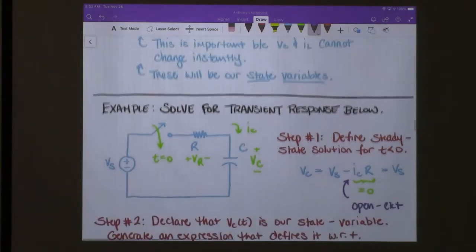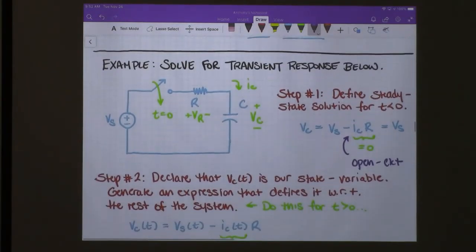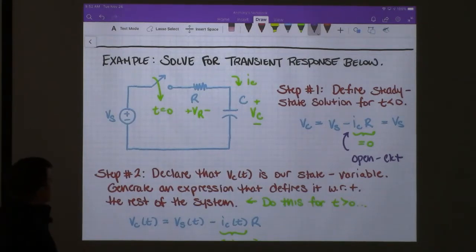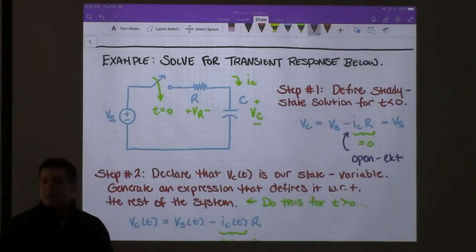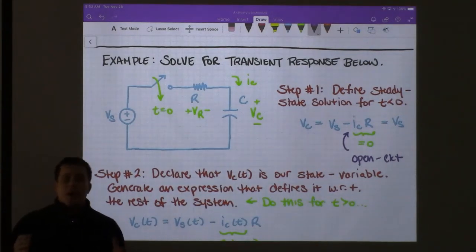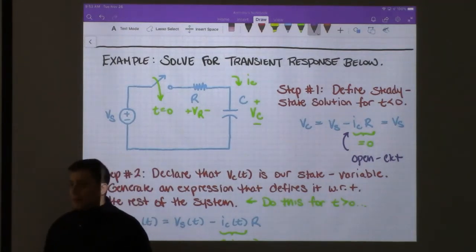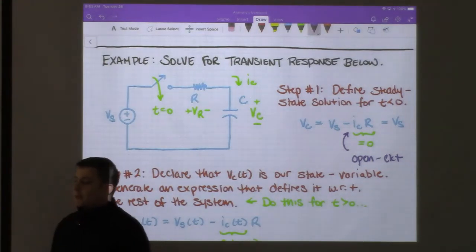Okay, so solving for the transient response of this circuit. We have an RC circuit connected to a DC source, and there's a switch that closes at time equals 0. This is the form of problem that you're going to see in Chapter 7 a lot. We have one or two energy storage elements. You have some sort of a switch that's going to be thrown.